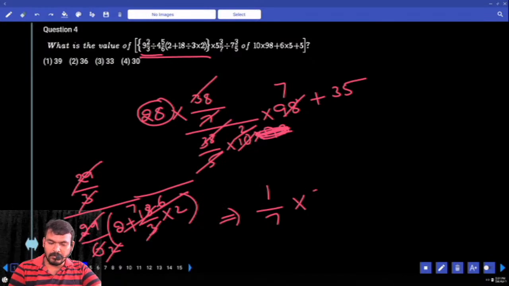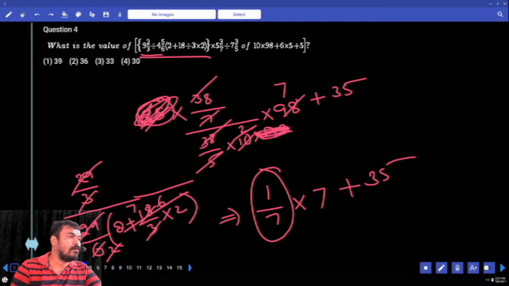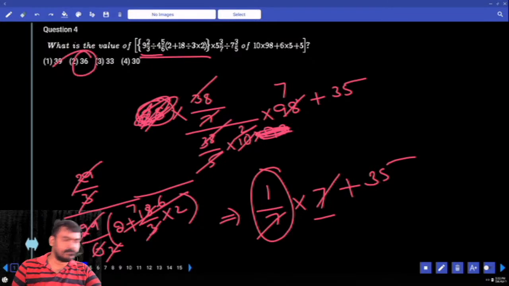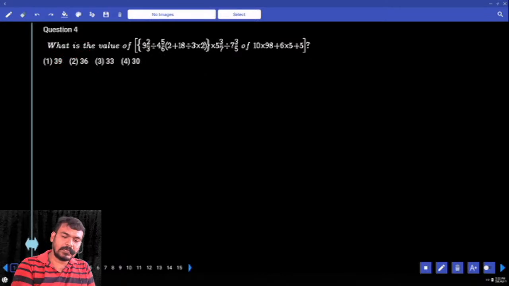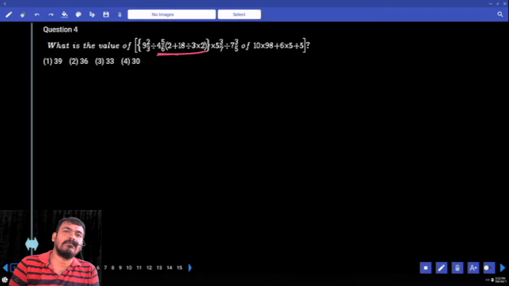1 by 7 into 7 plus how much value? 35. It is not 28. We are getting how much value? First one 1 by 7 into 7. 7 cancel. What is the remaining value? 1 plus 35, 36. It actually 4 by 5, 4 into 5 by 6, denominator value or numerator value?